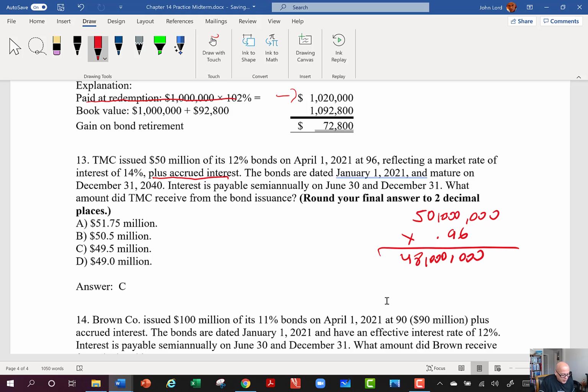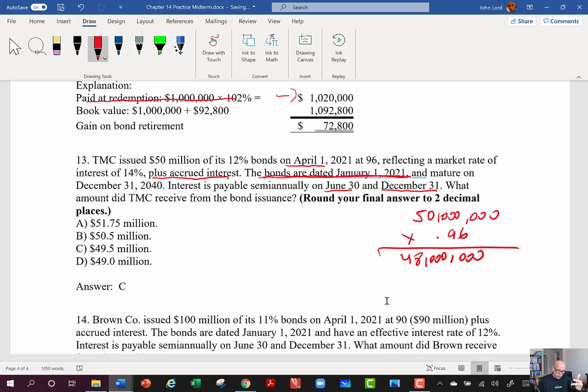So what happens? They issued the bond on April 1st, but the bonds are dated January 1st, 2021 and mature on December 31st, 2040. Interest is payable semi-annually on June 30th and December 31st. So what's happened? I issued these bonds on April 1st, but they're dated January 1st, 2021. So 3 months of the interest period have gone by.